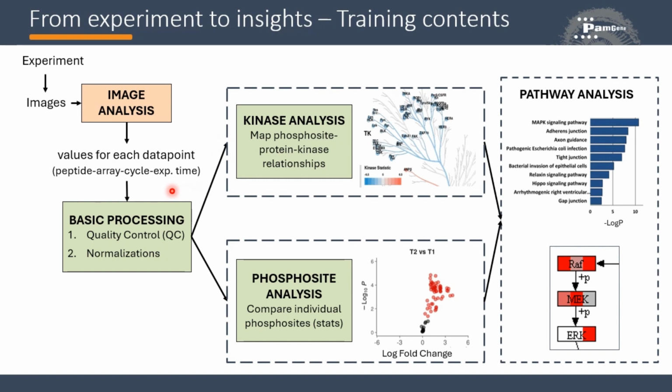Then these values have to go through some basic processing. Then we can analyze the kinases and the phosphosites in the data. The result of both of these analyses is information about the significance and the fold change of kinases and phosphosites, which can be plotted in different ways. Based on this, pathway analysis can be carried out to gain more insight into biology.